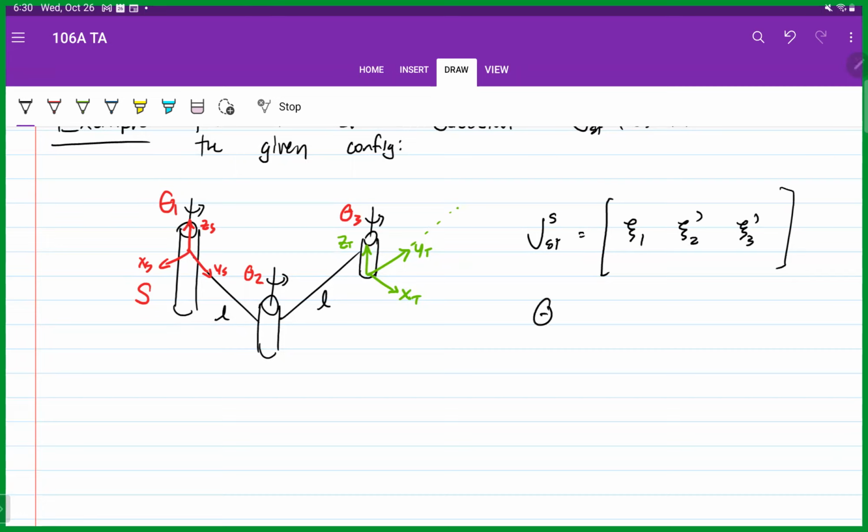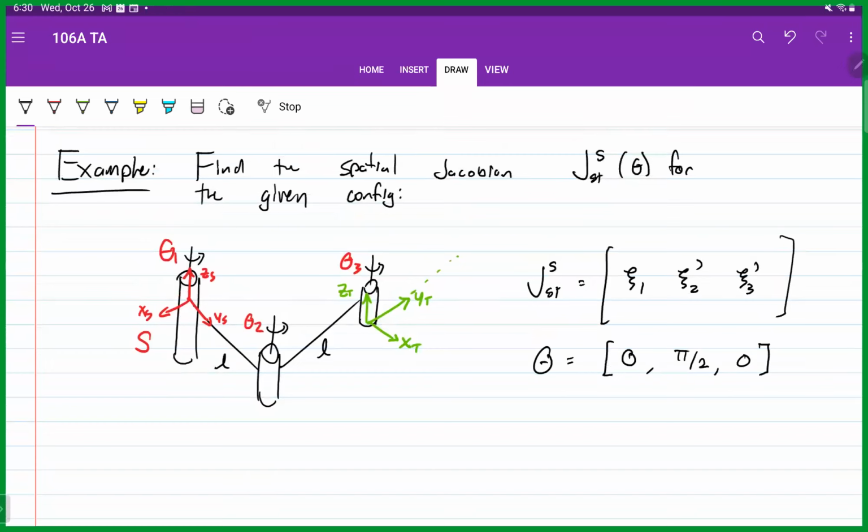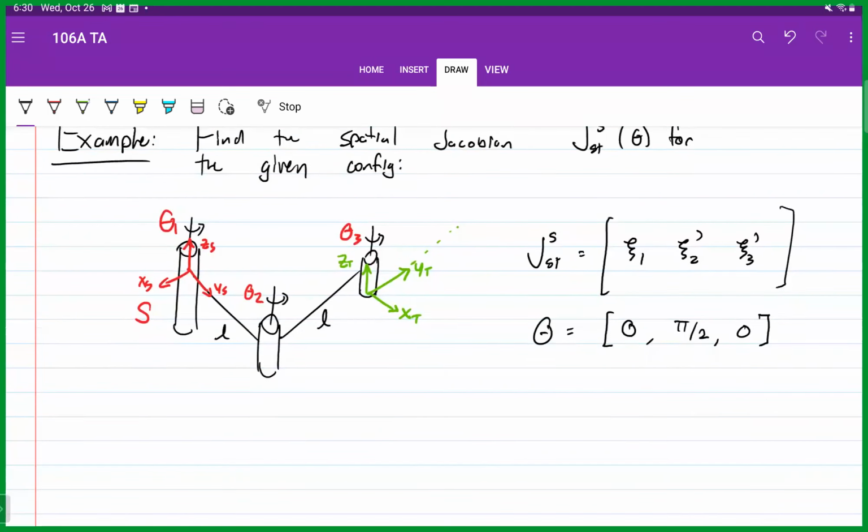And this particular configuration that we've given you is theta equals the following. Our first angle is at 0, our second angle is at pi over 2, and our third angle is at 0. Okay. Yeah, I think that should be fine. Okay, so just to clarify, this point right here, where is this located?